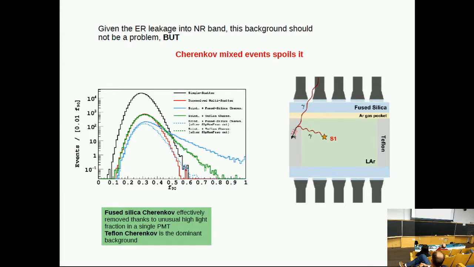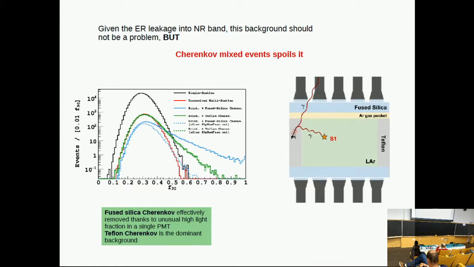Our main background in DS50 was a gamma that has a small probability, 10 to the minus 4 actually, to interact in the Teflon, produce an electron above the Cherenkov threshold, and produce Cherenkov light. That light gets inside the chamber and deposits a small energy, and then you have an S2 signal, and an S1 signal with a contamination of very fast light, which is Cherenkov. This is the main reason why the discrimination was spoiled. Otherwise, the electron recoil background should be zero.